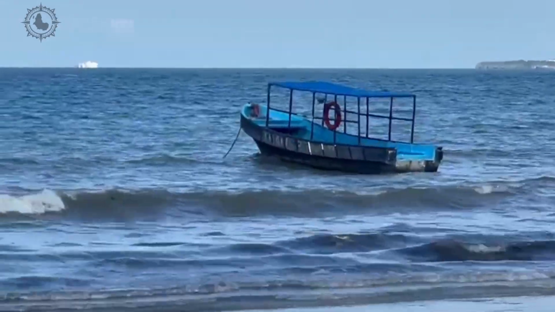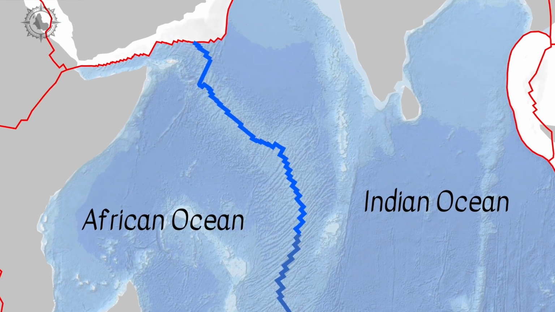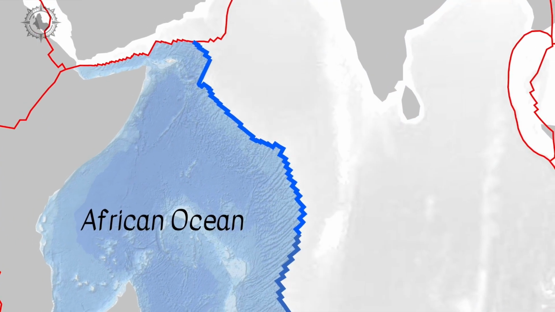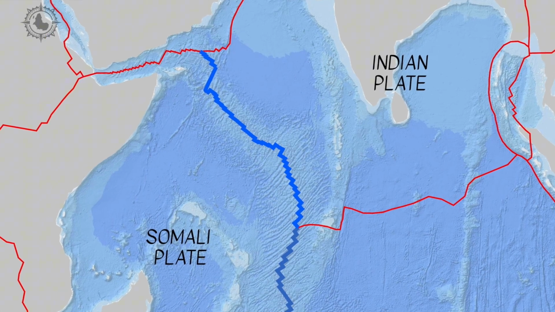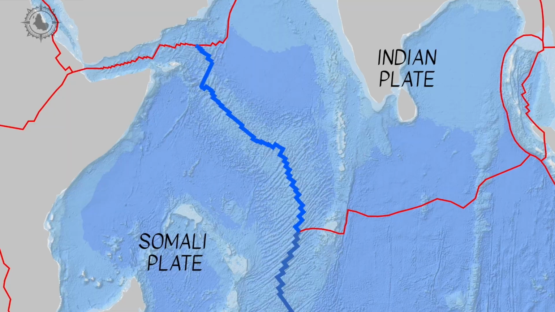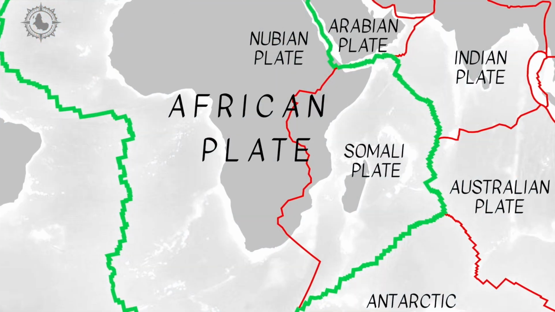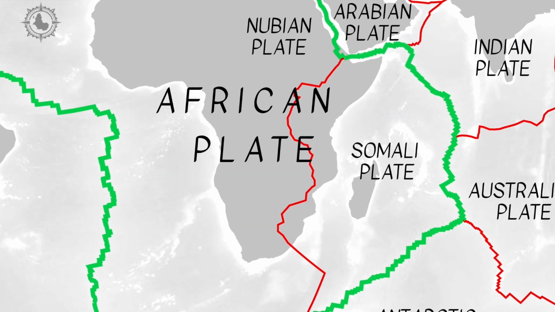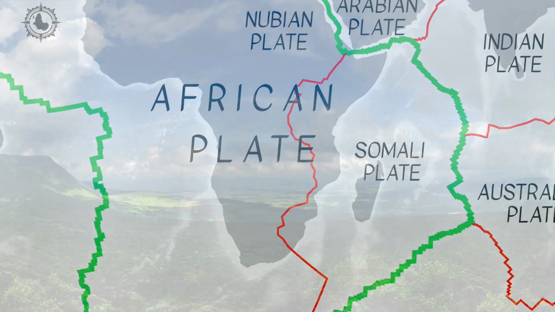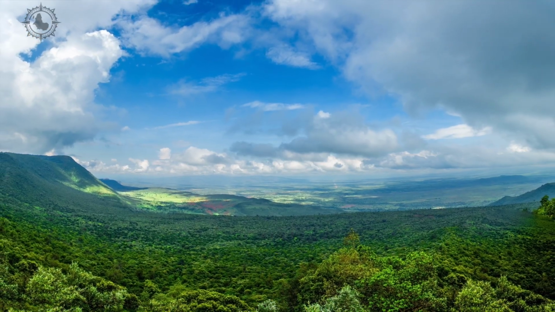The water that is currently considered to be the western part of the Indian Ocean is more accurately identified as the African Ocean. This is based upon the position of the tectonic plates that comprise the seafloor beneath it. The western part of the Indian Ocean is located above the Somali Plate, a subplate of the larger African tectonic plate.